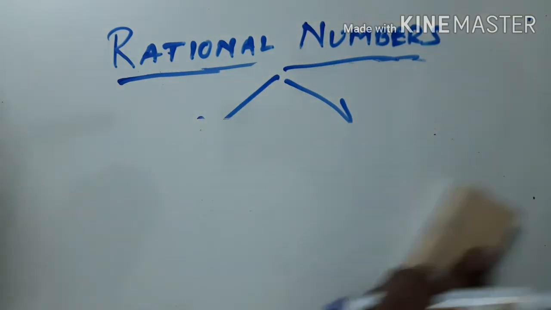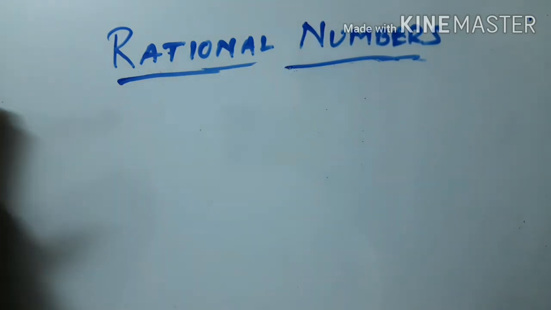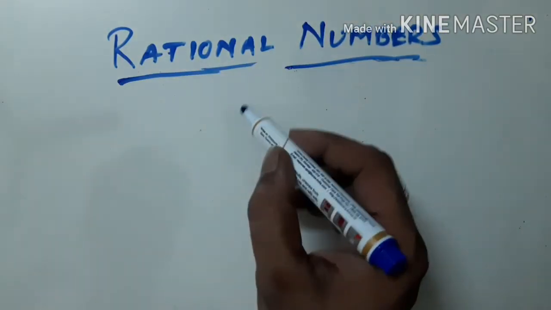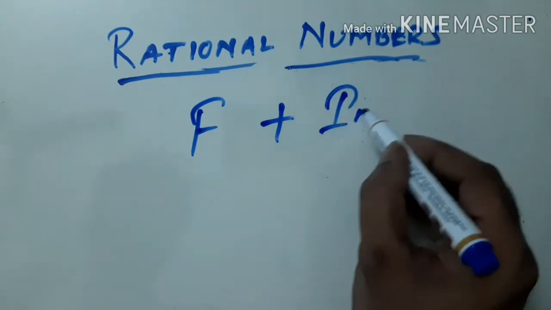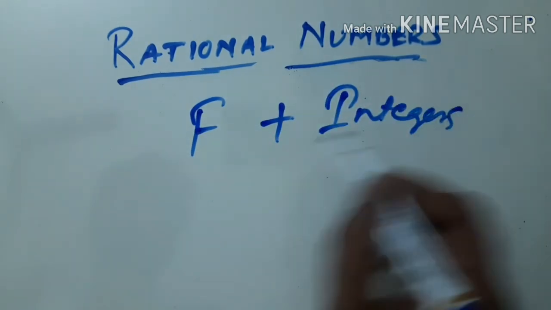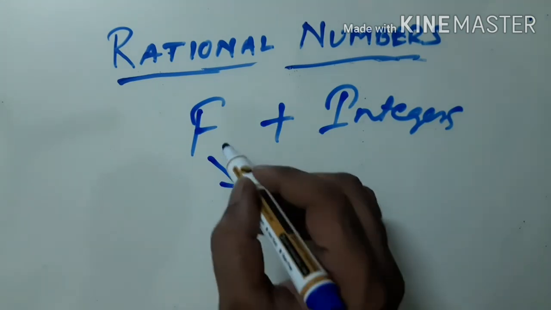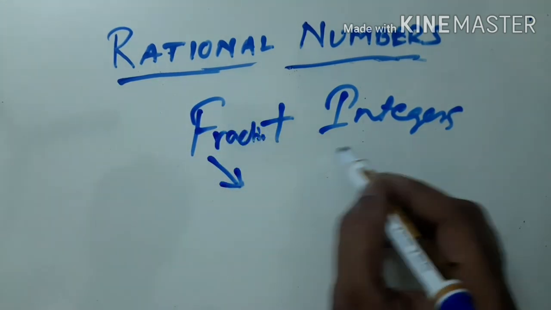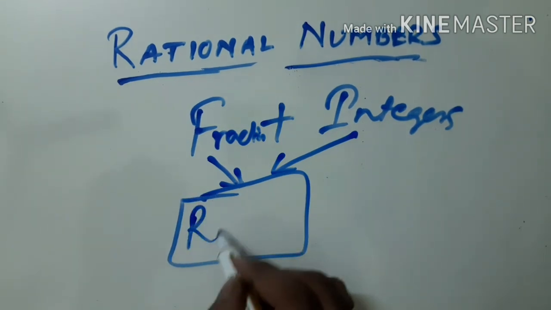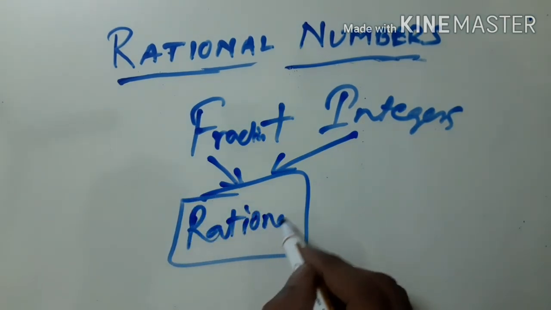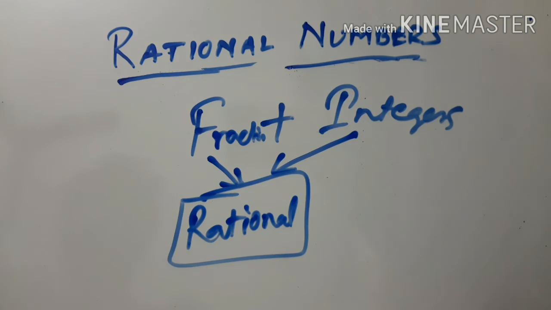Hope now the rational number concept is clear. You just have to remember the concept of fractions and integers. The properties of fractions and the properties of integers will give you the properties of rational numbers.